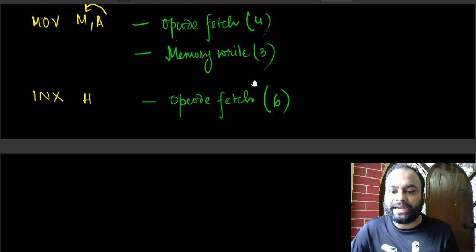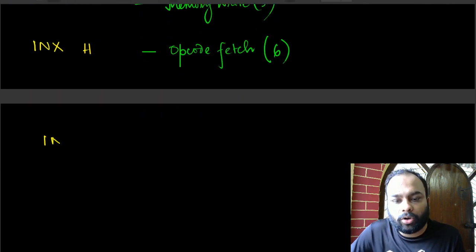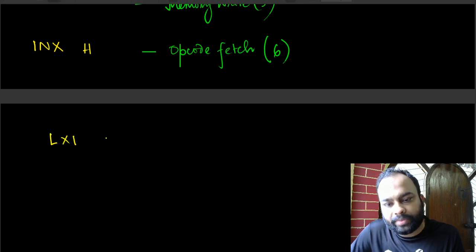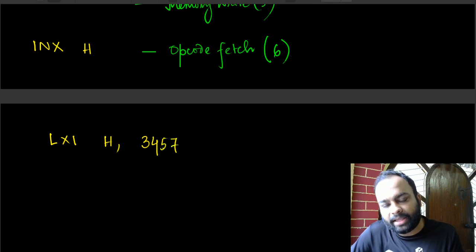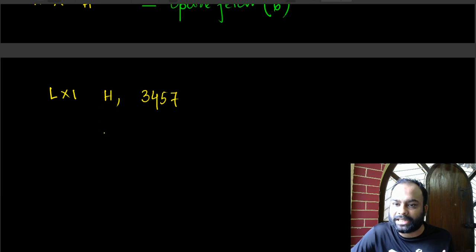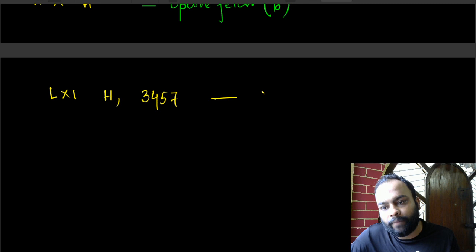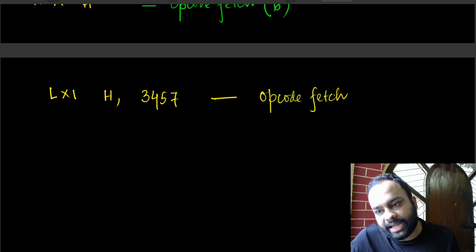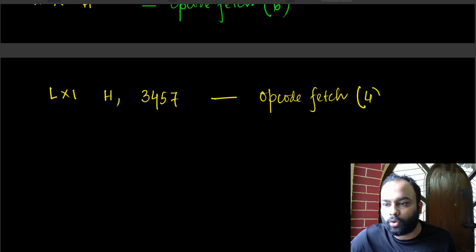Now what if I really did that? What if I really wrote LXI H, 3457, something like that. My goal is now to figure out how many machine cycles it takes. Of course, it's a 3-byte instruction. LXI would have an opcode, so it's an opcode fetch. So the first machine cycle would do an opcode fetch. So that's 4 clock cycles.